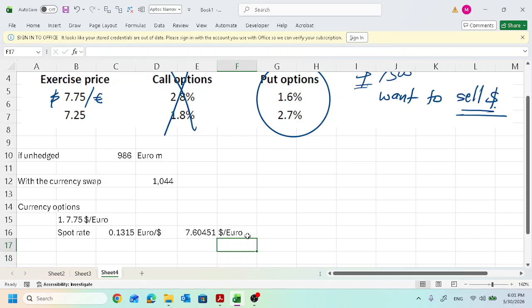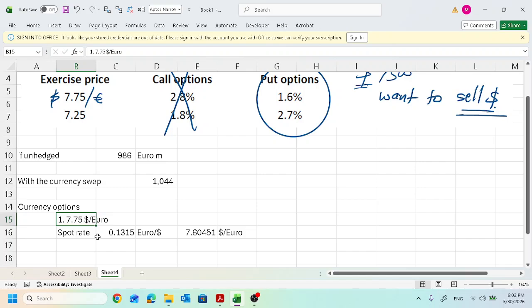So see, this is the spot rate. According to the spot rate, you can pay $7.6 and buy 1 euro, because you want to sell dollars and buy euros, right? To buy 1 euro, you have to pay $7.6 at the spot rate. If you go with the option, you have to pay a bigger price, $7.75, to buy a euro. You are paying a bigger dollar price.